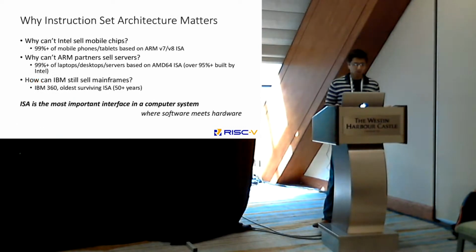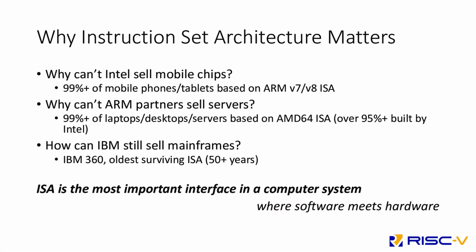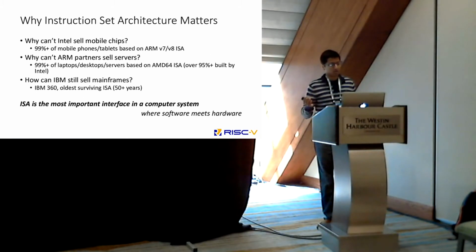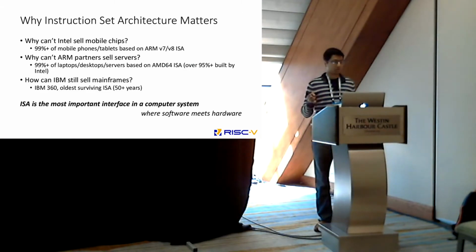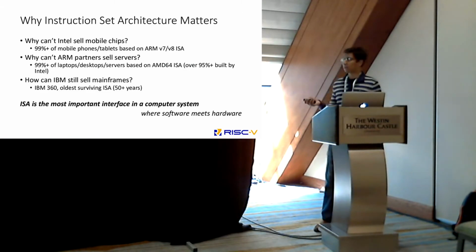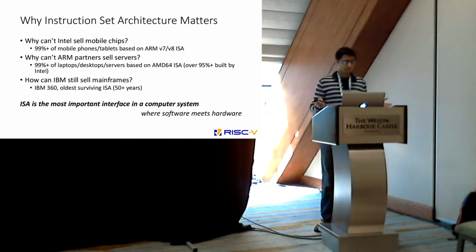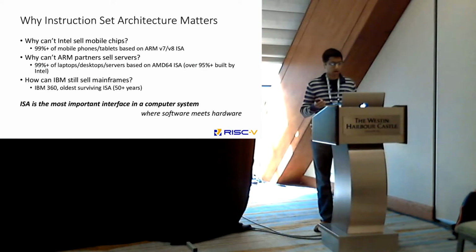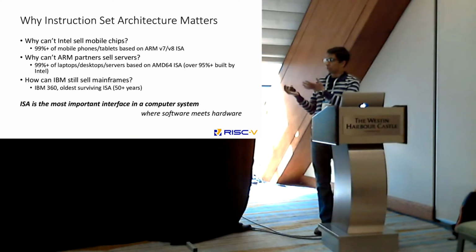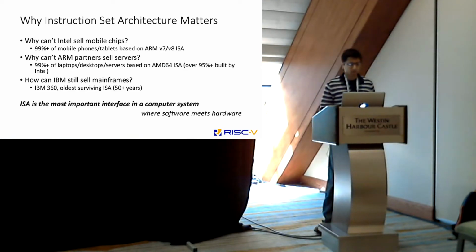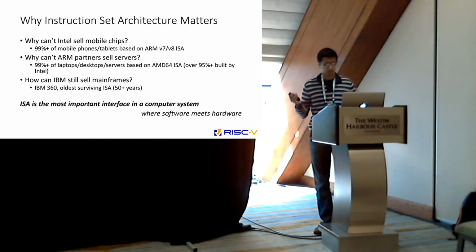But you can also argue that your instruction set matters a lot, right? And if you think about the answers to some of these questions, well, why can't Intel sell mobile chips? It's because most existing mobile devices are based on the ARM ISA. Why can't ARM sell servers? Well, most existing servers are built on the AMD64 ISA, and most of those machines are supplied by Intel. And how can IBM still sell mainframes, with the oldest being IBM 360-based ones, with an ISA that has survived over 50 years?